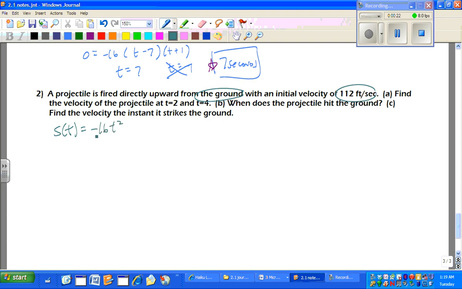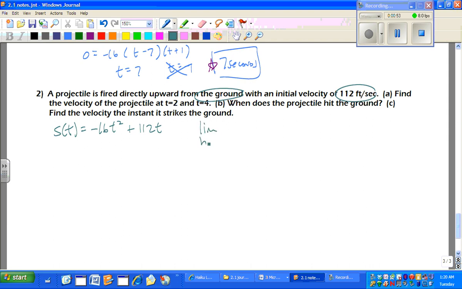Remember, we got 1/2 times negative 32, acceleration due to gravity, plus 112 times t, plus 0, because we're starting from the ground. So that's our equation. Part A asks us to find the velocity of the projectile at t equals 2 and t equals 4. Each of those, we're just taking the limit of the difference quotient at 2 and then the limit of the difference quotient at 4. I'm just going to do the one at 2 for this one.